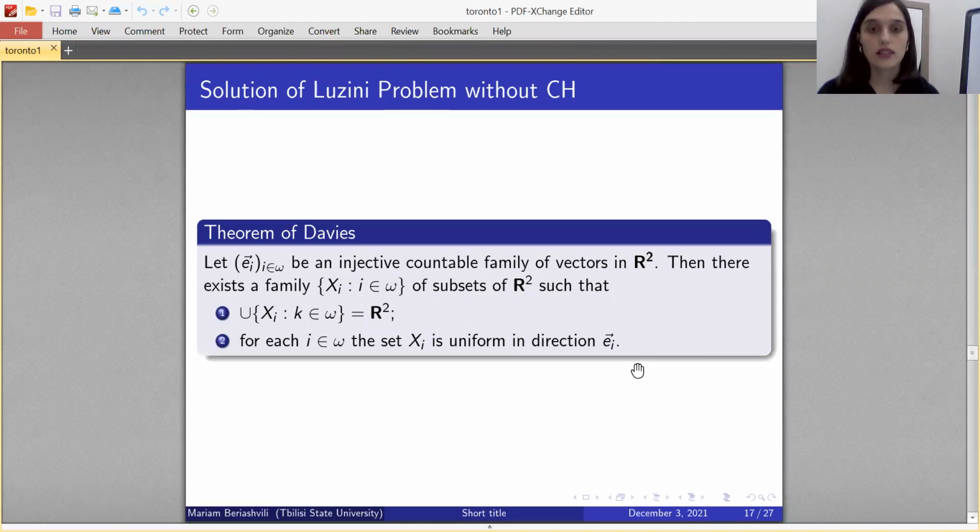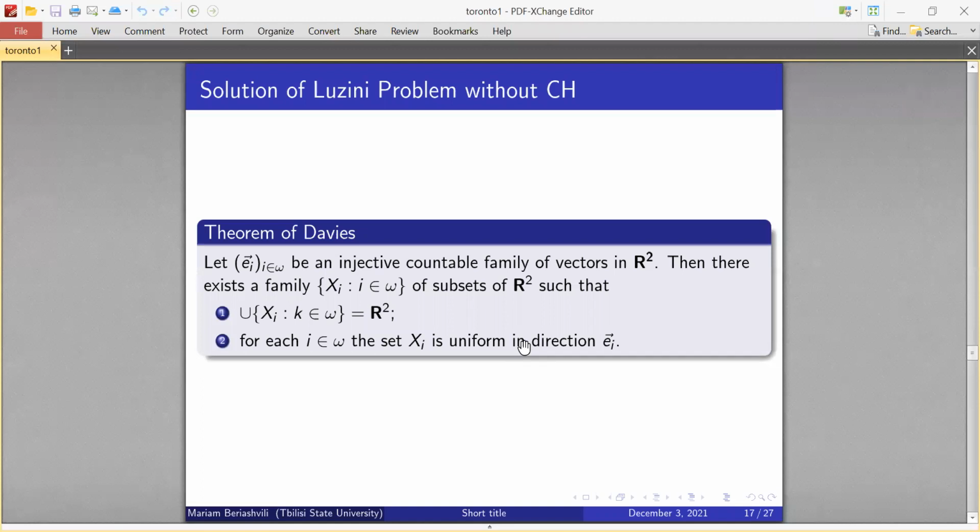there exists a countable family of vectors such that there exists a family of subsets of the plane such that the countable union covers the plane, and for each i, the X_i is uniform in the direction of the i-th vector. And his theorem gives us the positive answer to Luzin's question, that we can find such a uniform subset of the plane which countably many translations cover the whole plane.